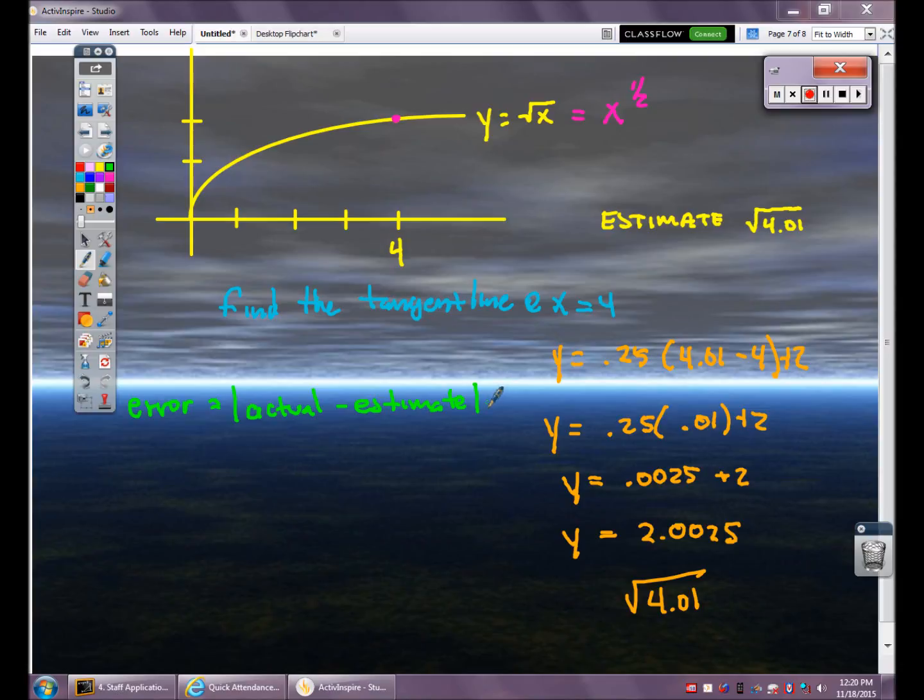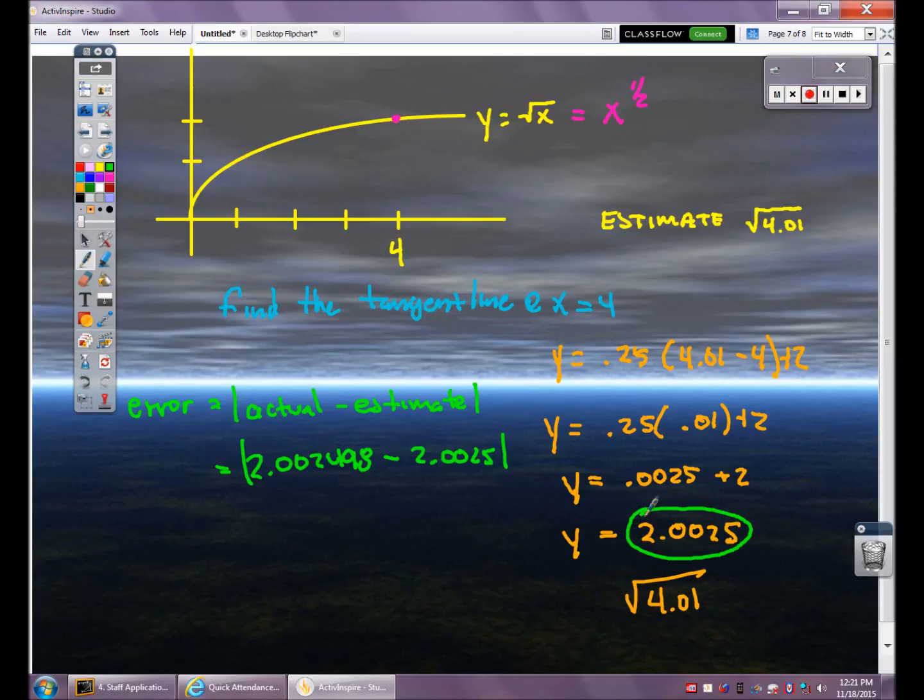Now error, how far am I actually off here? Error is defined as the absolute value of the actual answer minus the estimate. So if I took a calculator, the actual square root of 4.01 is 2.002498. If I subtract my estimate, 2.0025, I'll get an answer of 0.000002. That's pretty darn close. That means I'm really, really close to the actual answer.